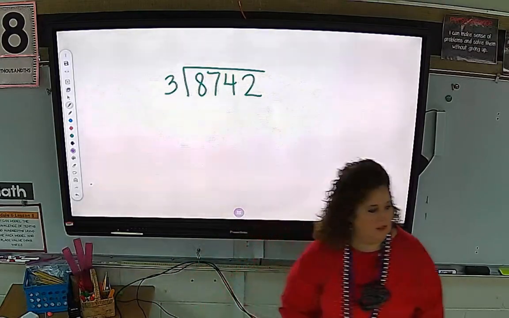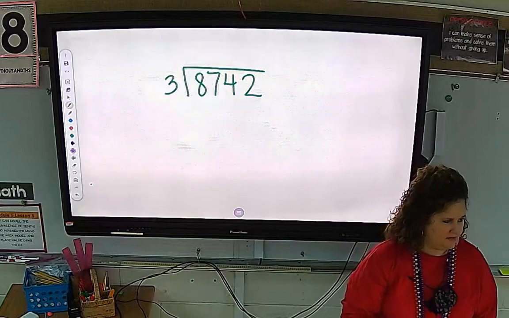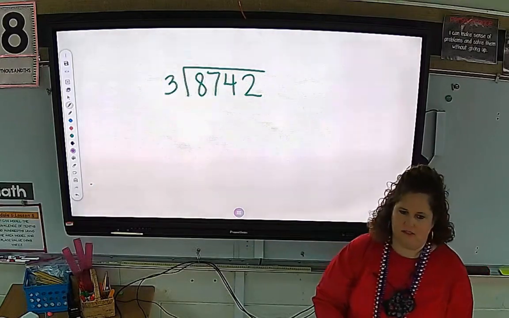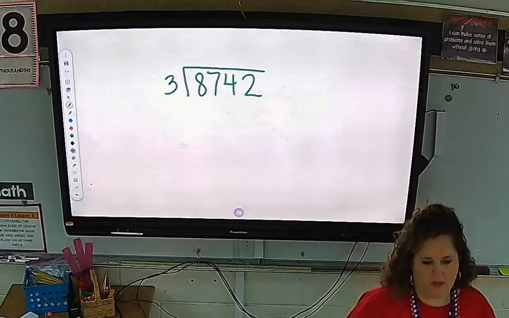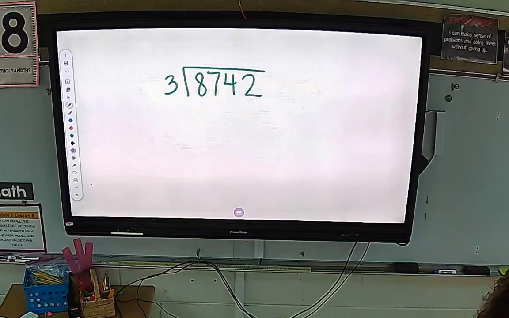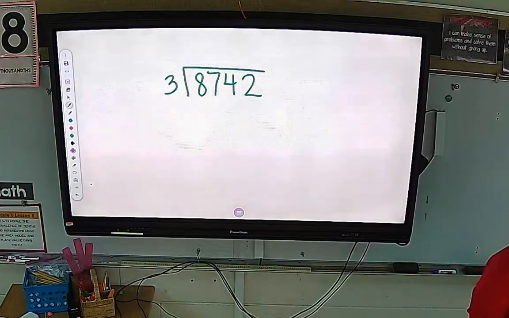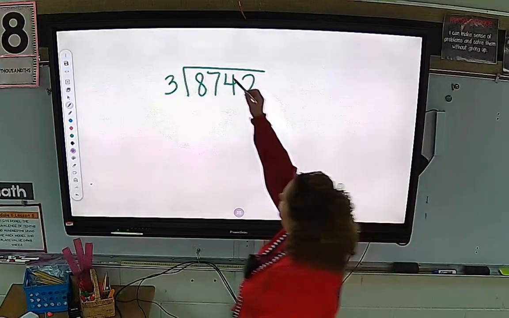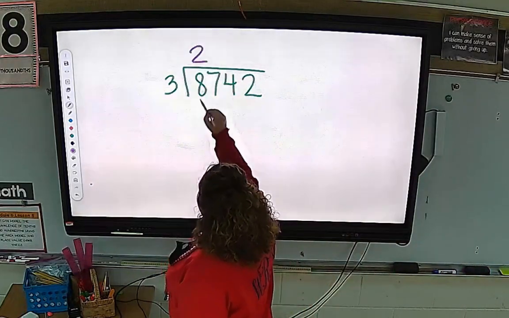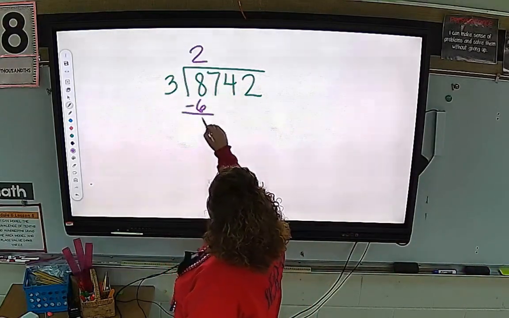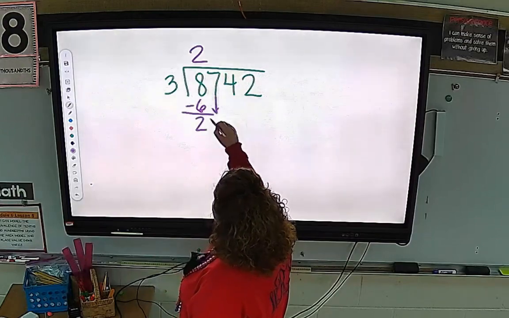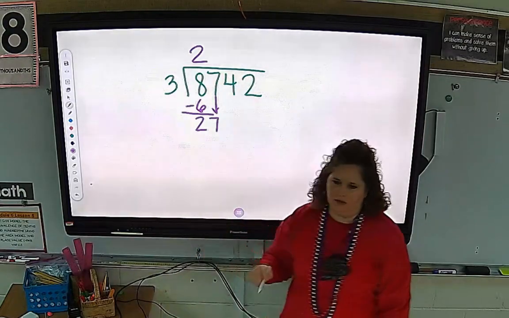How many 3s can we get out of 8? It's easy sometimes to just get 1. Be careful, because if you can get more, take as many out as you can, because that's going to make the rest of the problem flow easy. How many 3s? 2. 3 times 2 is 6. Bring down that 7.